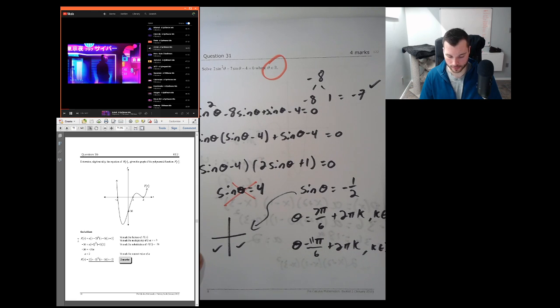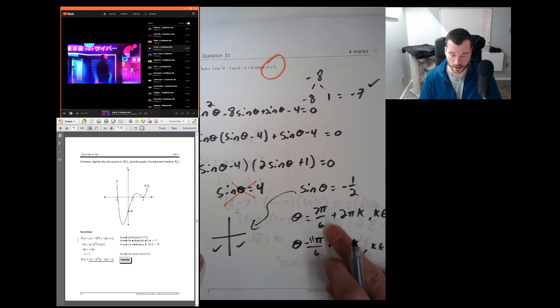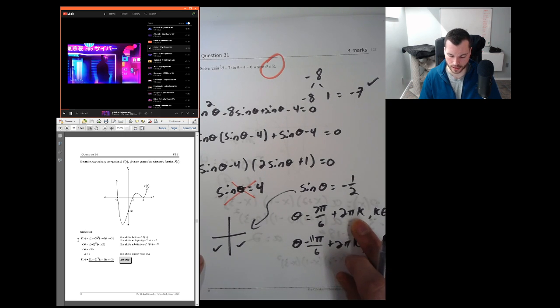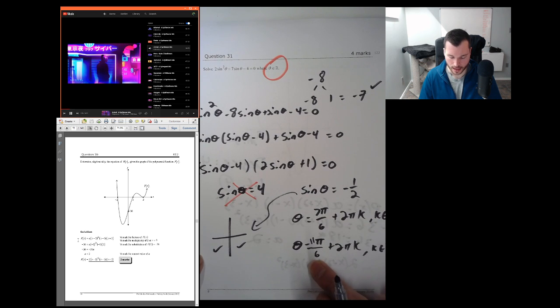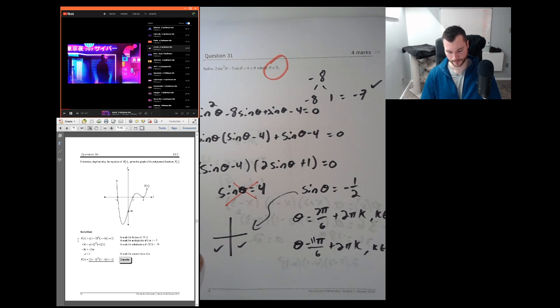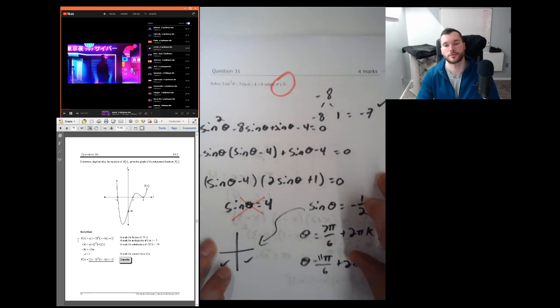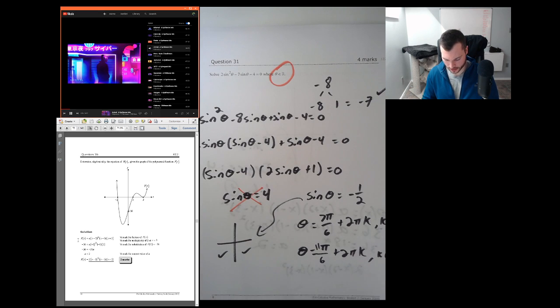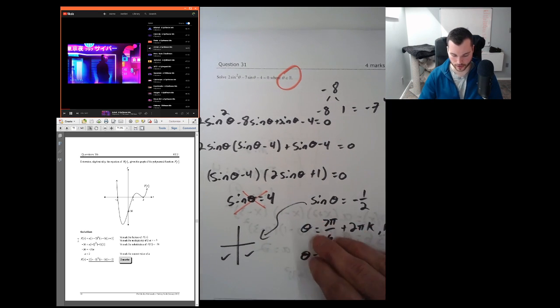You could use degrees if you wanted to. So you could say that this would be, what would that be? 210 plus 360k, and that would be 330, sorry. 330 degrees plus 360k. Because this doesn't indicate that you have to use radians. Right? 4 marks. Wow, they're generous. Should have gotten that one right, Jacob.